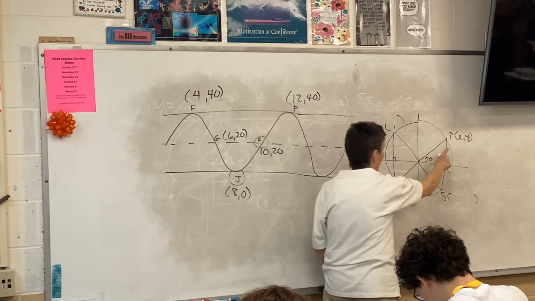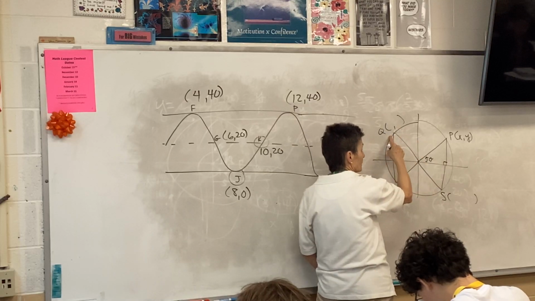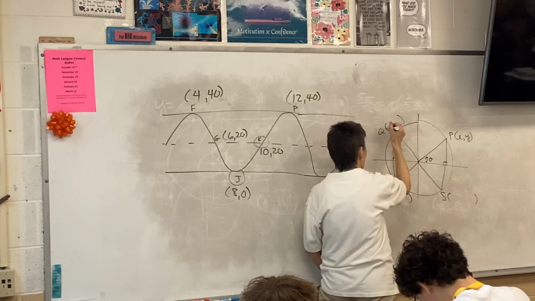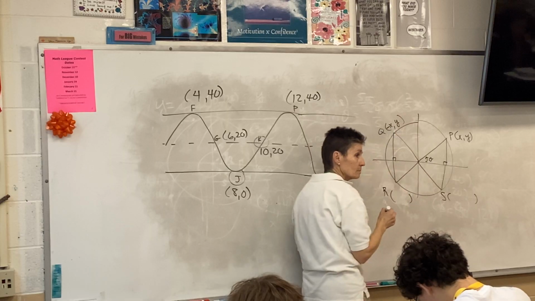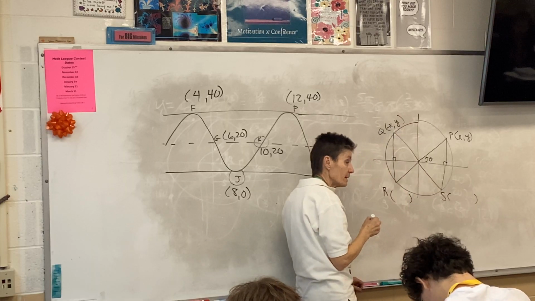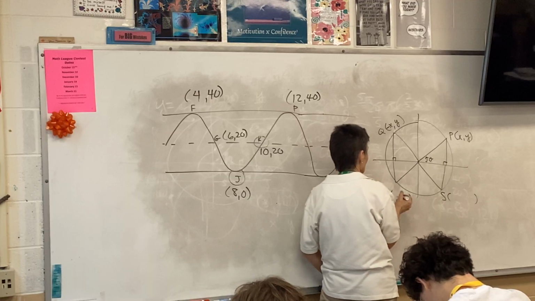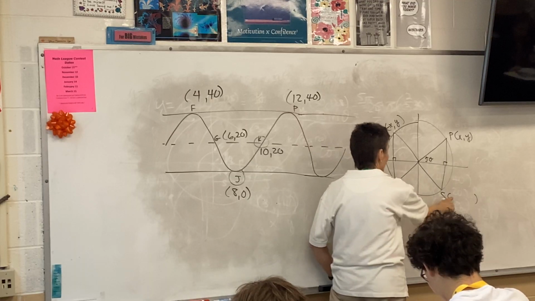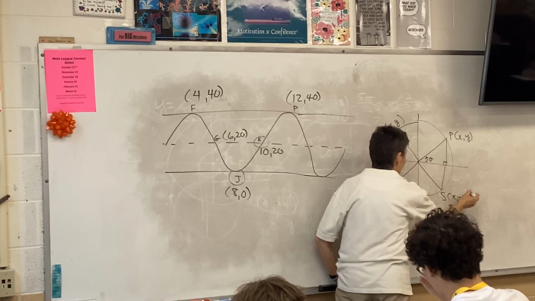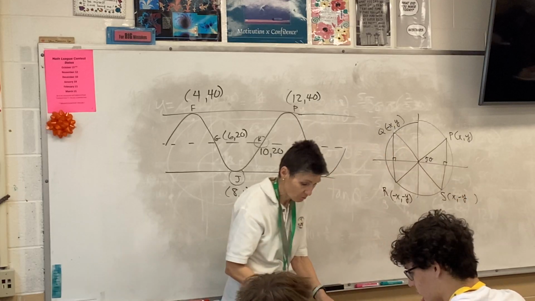So if that's X, Y, what's this one? Negative X, Y. I'm in quadrant 2, so X is negative. What about here? Negative X, negative Y, and what about here? X, negative Y. Super simple, all right? So those are the coordinates.